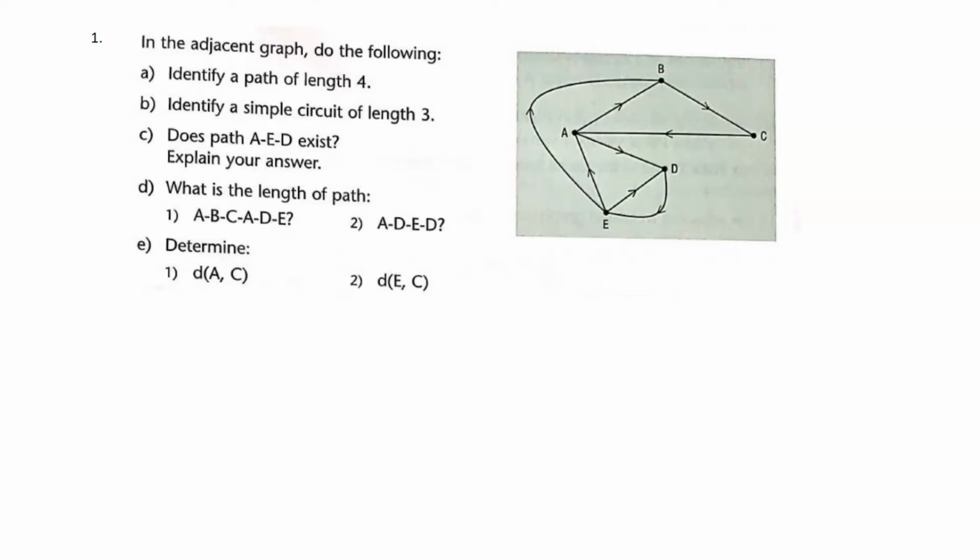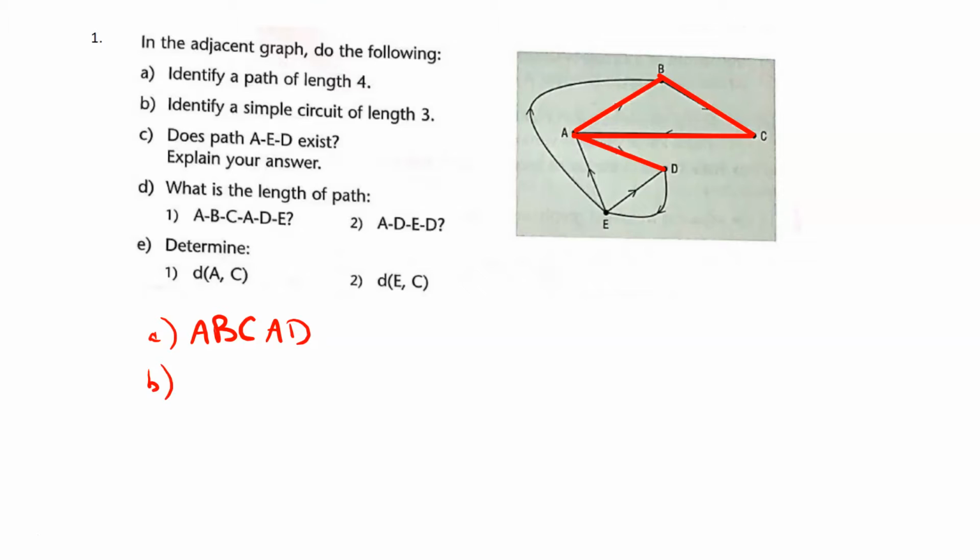For the adjacent graph, do the following. Part A is to identify a path of length 4. The key thing with this question is to respect the directed edges. I'm going to start at A, go to B, to C, back to A, and then to D. I've followed in the same direction as all of the edges. So for part A, I can say the path of length 4 is A, B, C, A, D.